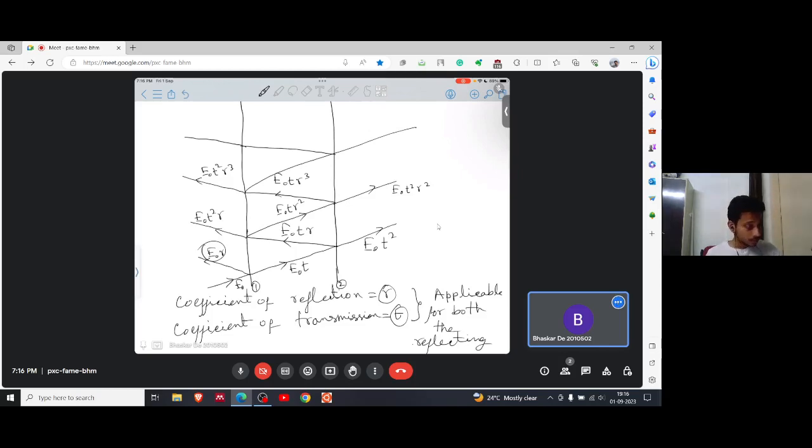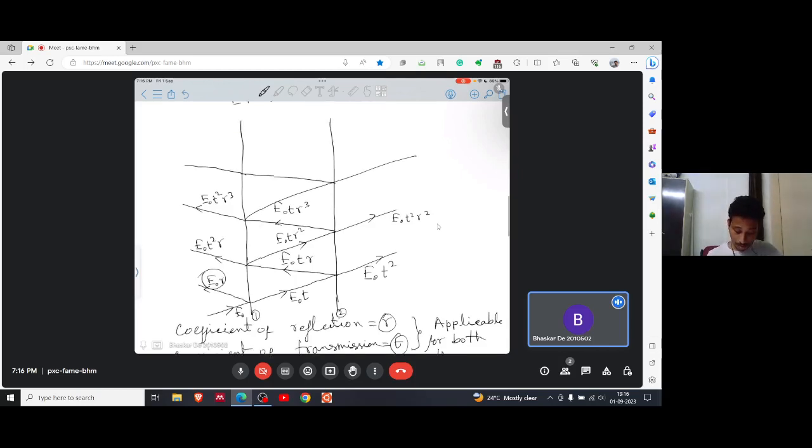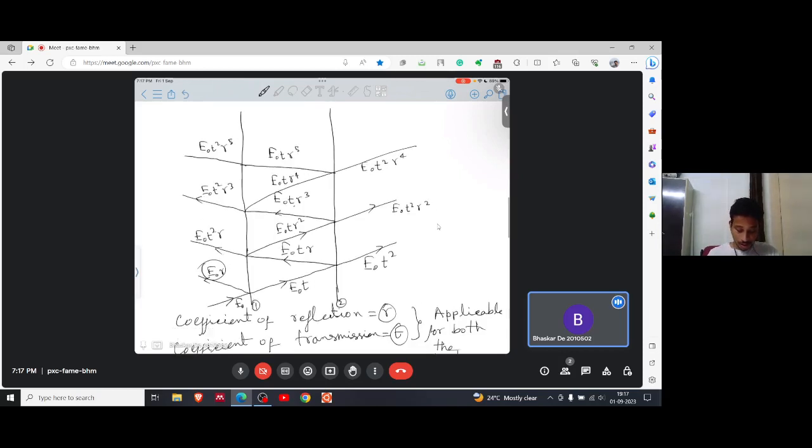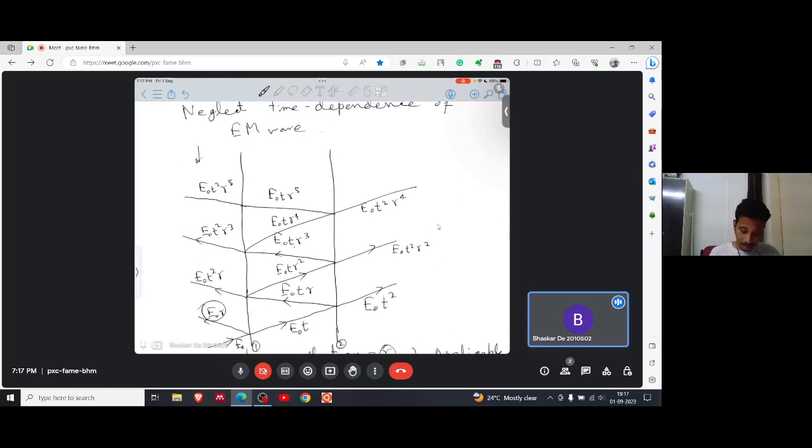So I will not draw this for infinity, I will just write some terms to draw some beams. So here it will be the beam that is E naught T R cube, which will have E naught T R to the power 4, then E naught T square R to the power 4, this will be E naught T R to the power 5, this one will be E naught T square R to the power 5. So if you check the amplitudes, you can see them on this side and on this side.